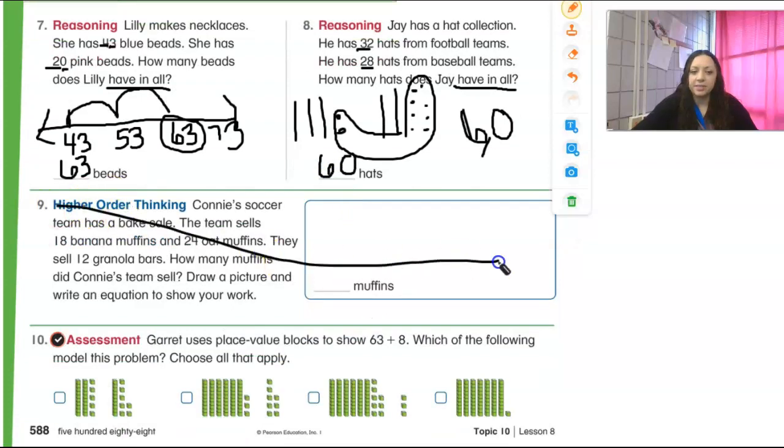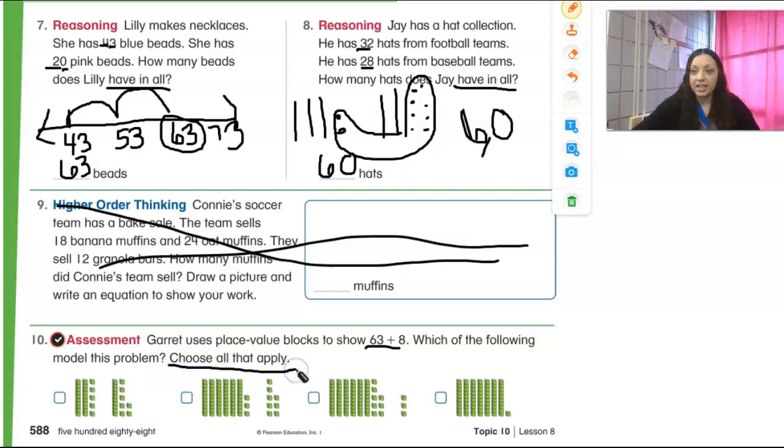All right, we're going to skip this problem in the middle, and we're going to look down at the assessment. Remember, assessment is another word for a test. I want you to listen to what it says. It says, Garrett uses place value blocks. Remember, these are place value blocks to show 63 plus 8. Which of the following models this problem? Oh, here's those tricky words. Choose all that apply. So remember, when I choose all that apply, I might have more than one answer.